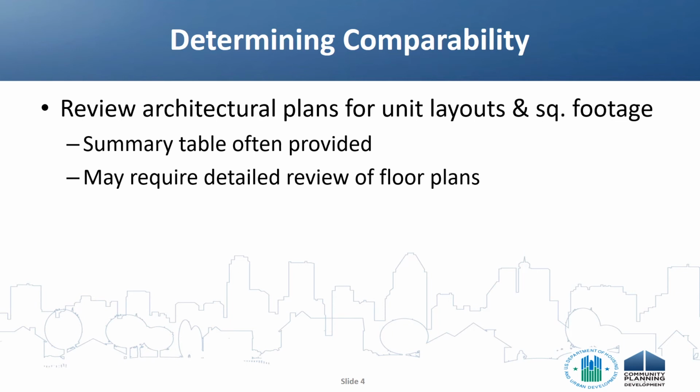In reviewing the plans and drawings, a PJ needs to review unit layouts and square footages. In most cases, especially for new construction, the architect will include a summary table identifying the number and location of different unit types, and even subtypes, as we'll see in the upcoming case studies. But if those summaries are not included, a more detailed review of the floor plans may be required.